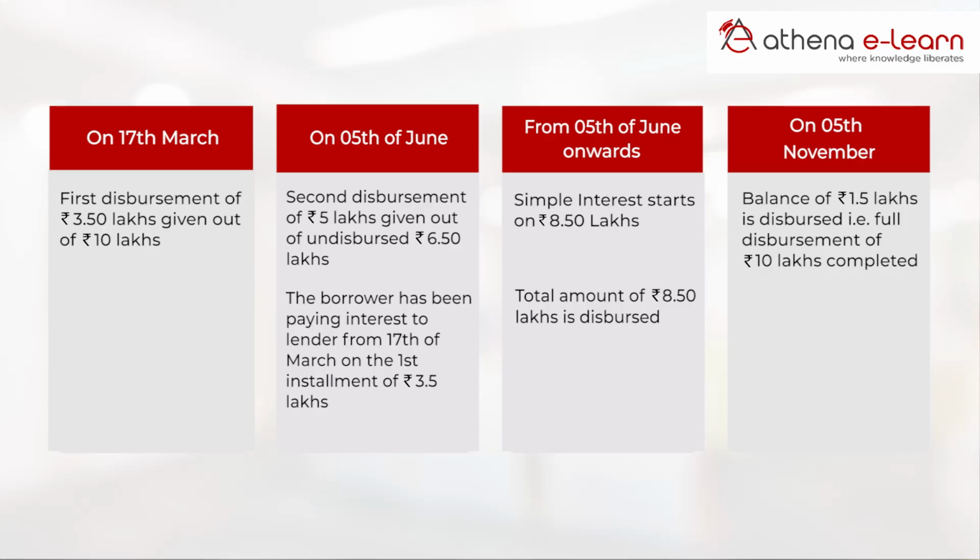This continues until, let's assume again for the purpose of this example, in November of that year, say on the 5th of November, he takes the balance 1.5 lakhs. When he does that, he has effectively taken the full disbursement: 3.5 on the 17th of March, 5 lakhs on the 5th of June, and 1.5 lakhs on the 5th of November. Now he owes you interest on 10 lakhs.